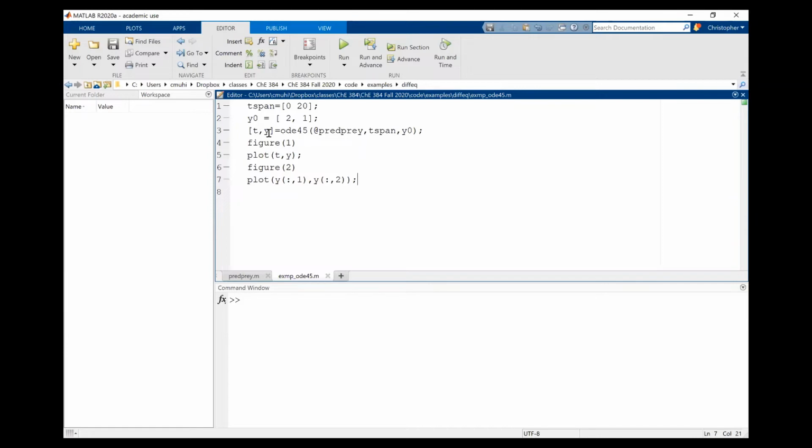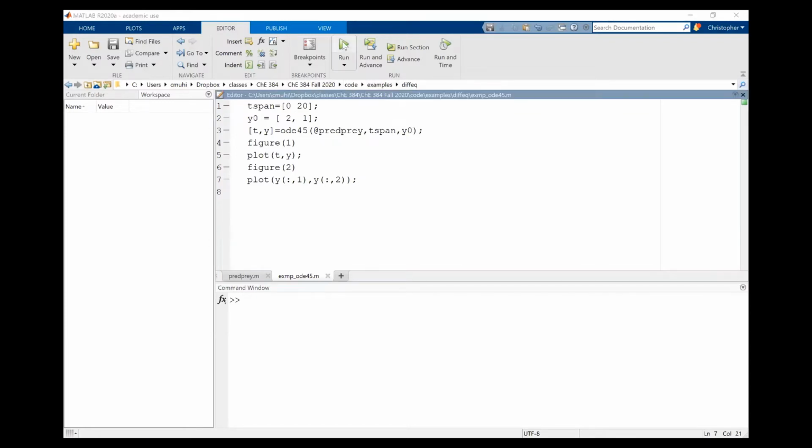So I'm going to get out both time and y, so I need to put in those brackets. I have ODE45. Then I put in my @pred-prey. Remember that @ is going to tell MATLAB that that's a function that's going in. Then I put in my t-span, so that vector, and then the vector of my initial y values. And then I'm going to plot a few functions. So let's see how this is going to go.